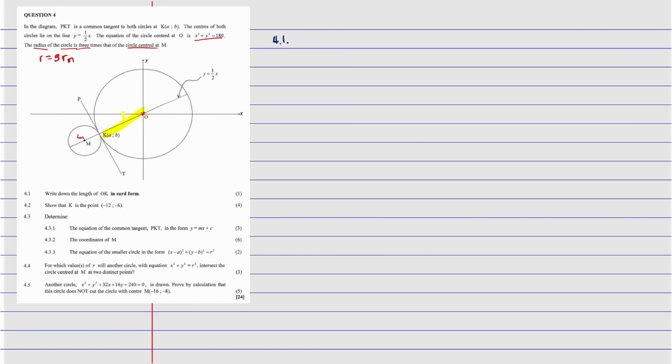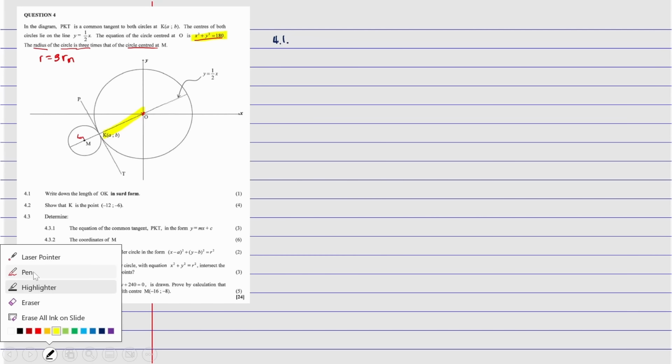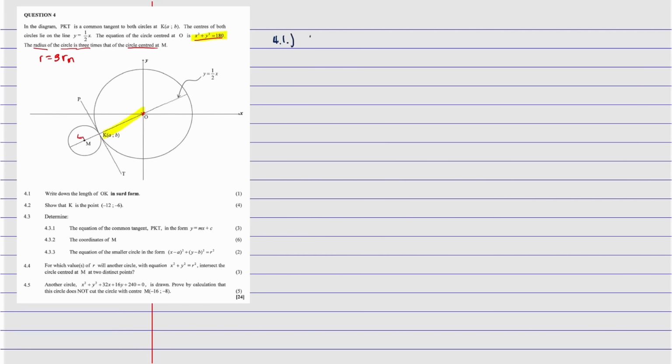Do you see the fact that OK is the radius of this circle? This circle is the equation of this one, right? So if we know that OK is the radius, we know the circle equation is in this form, x squared plus y squared equals r squared. So we know the fact that r squared is equal to 180.